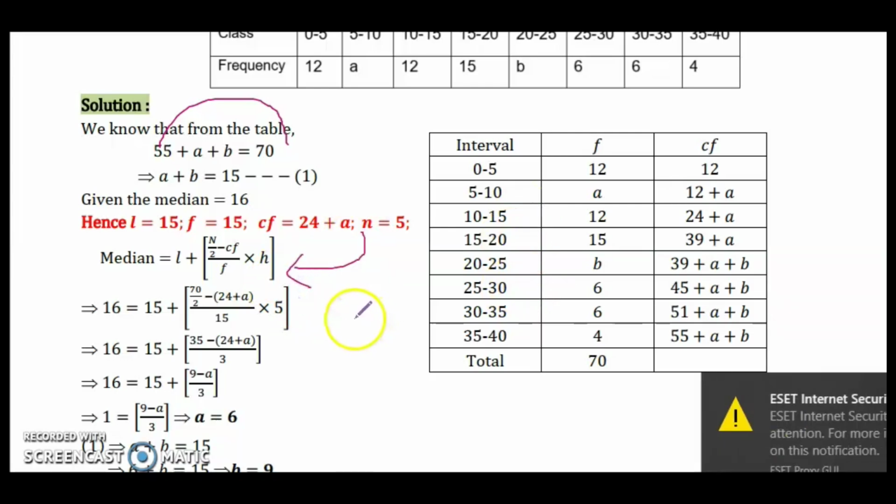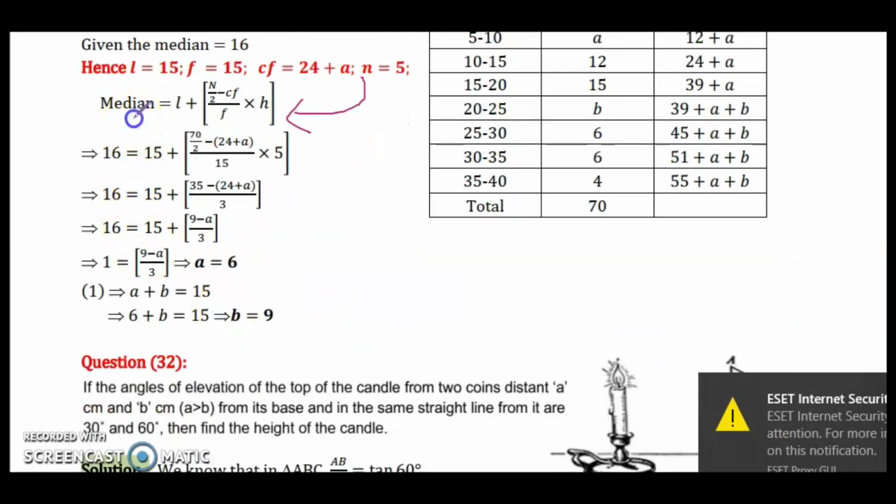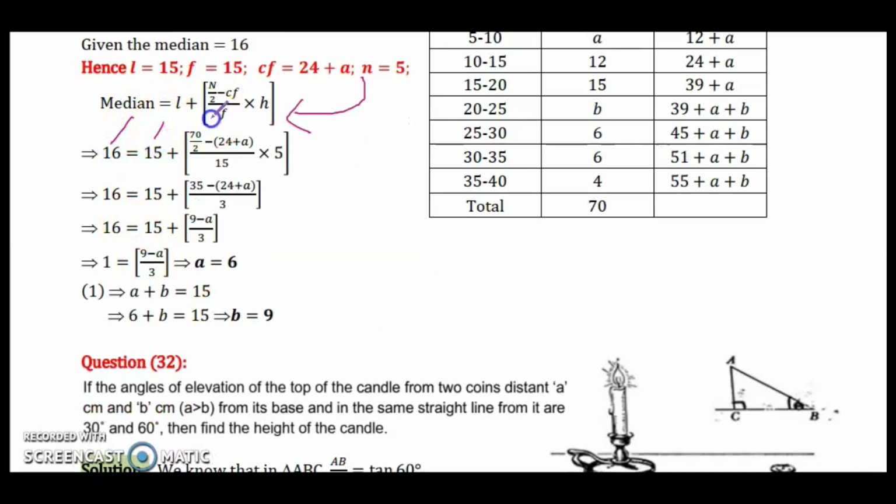That's the median formula, right? Therefore if you put it here, the median is already 16. Put all the answers in the formula and make a simple calculation. Therefore we are getting 35 minus 24 plus a. Simplify your answers. That is 9 by a divided by 3. That means bring this 51 to 15 to the other side. I am getting 1. Okay, we are getting 1. Therefore by estimation of this, we are getting a equal to 6.